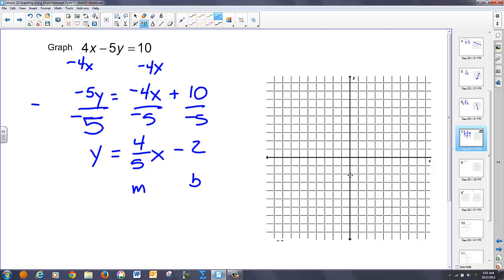I go down to 2, and I rise 4, and I run 5. Do it again if I wish. Up 4, over 5. Connect the dots.